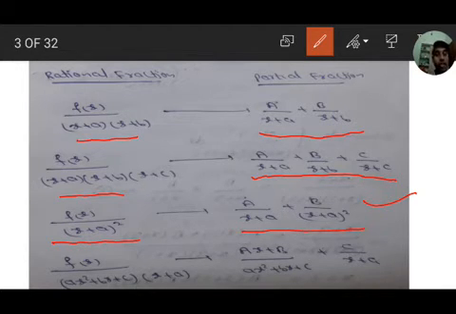Next, if the denominator contains a quadratic factor, f of x by (ax square plus bx plus c) into (x plus a), then the partial fractions are (Ax plus B) by (ax square plus bx plus c) plus C by (x plus a). For a quadratic factor, the numerator is Ax plus B. For a linear factor, only a constant.